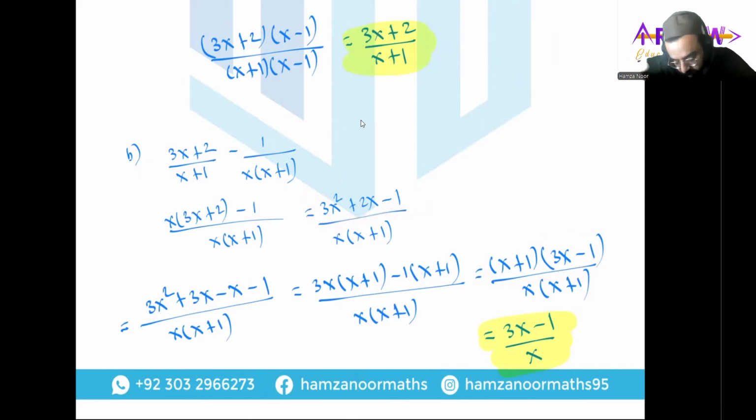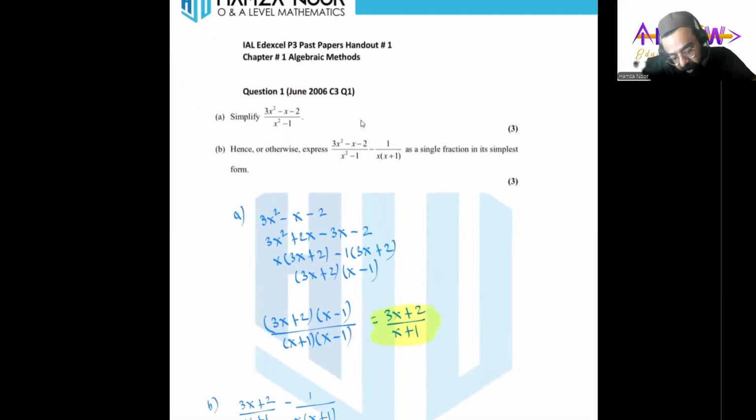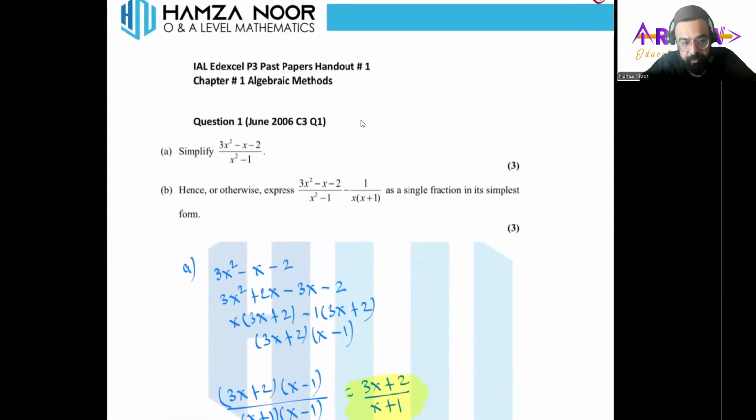That's basically the whole idea behind this. So here we did the factorization: x plus 1 into 3x minus 1 divided by x into x plus 1. The x plus 1 got cancelled out, and therefore you are left with 3x minus 1 completely divided by x. So this was the answer of part B of this question. Now let's move on to the next page.